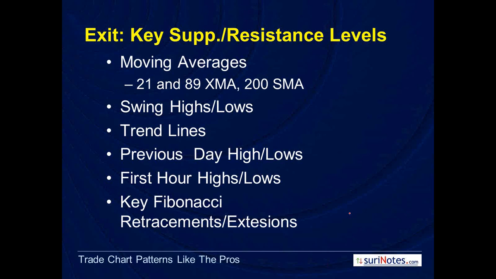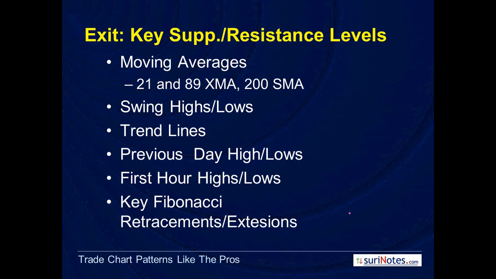Some of the tools which I use are, again, moving averages. As I said, I use the 21 period and 89 period EMA, exponential moving averages, and the 200 period simple moving average. One more thing I want to stress here: I do not use these levels to enter into new trades. I only use these levels looking for a confluence, and also as a way to detect the market context.